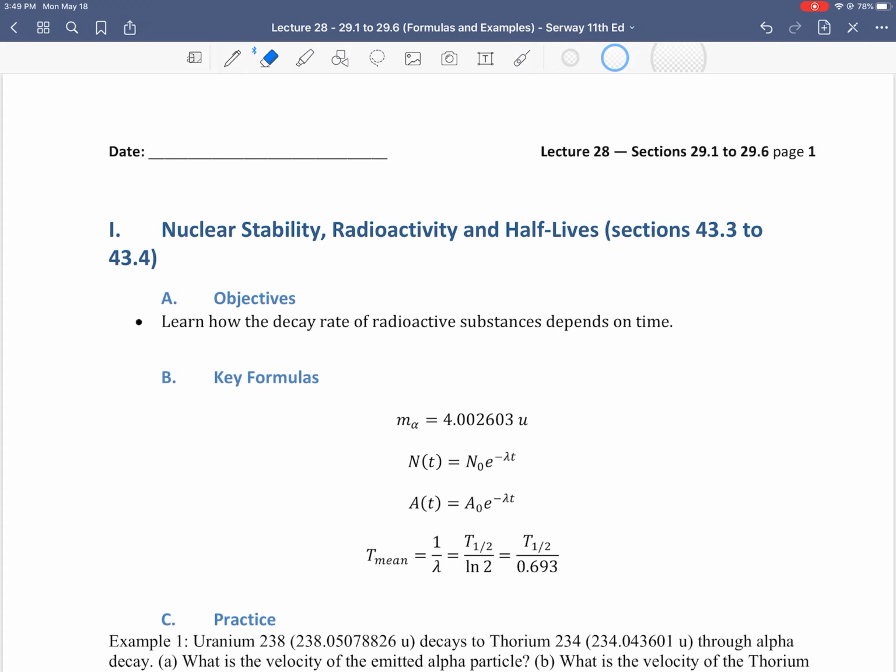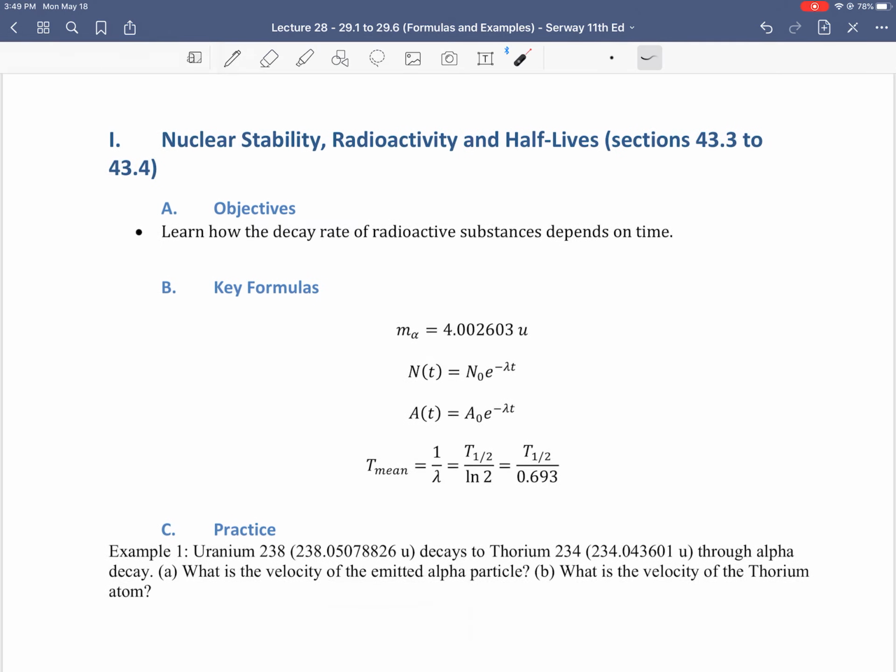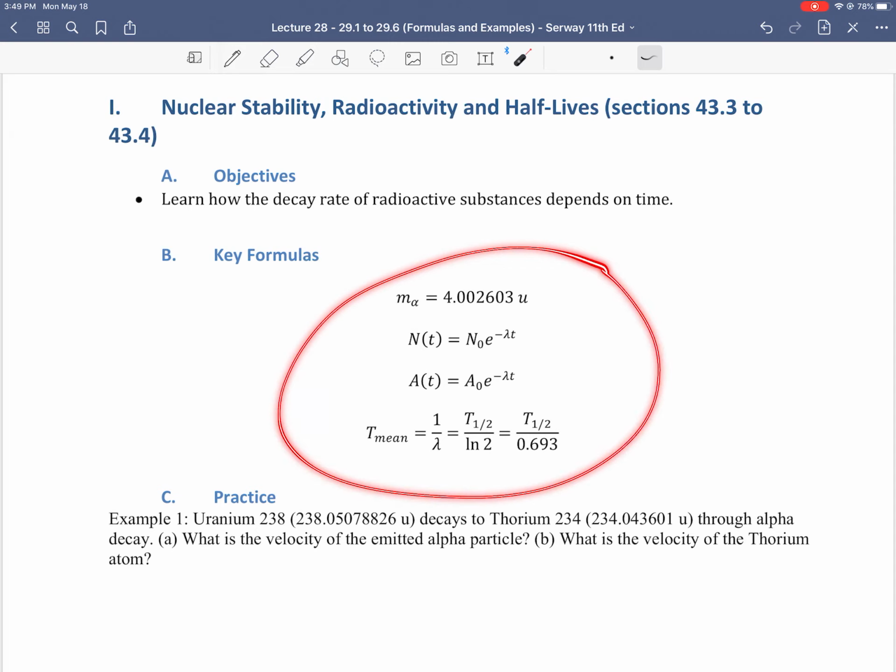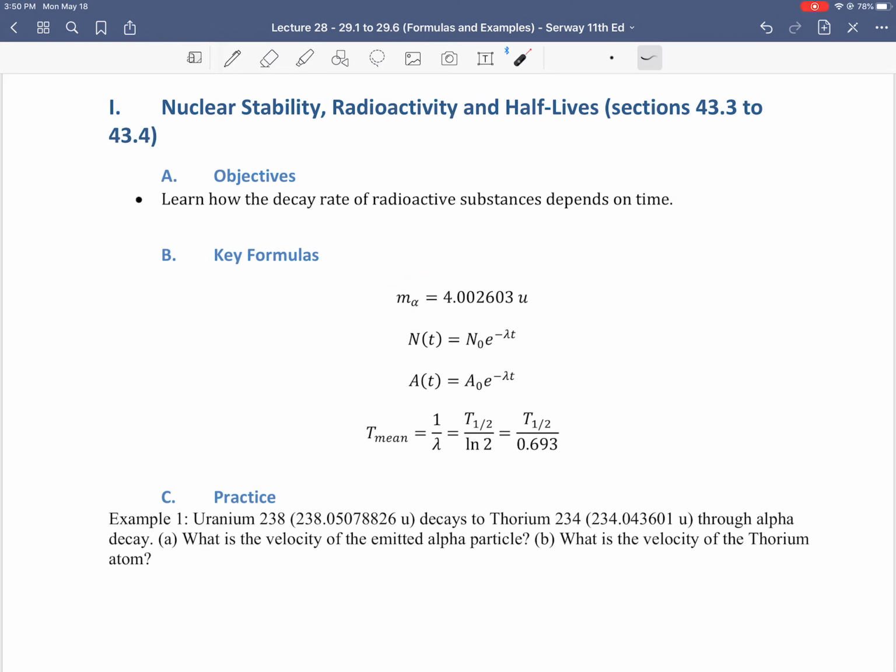Okay, so in this case, we're going to get into the key formulas. And please disregard this typo. I obviously have the wrong section numbers there, but the header is correct, 29.1 through 29.6, with a focus on whatever section it is that covers radioactive decay, which I don't have the number in front of me. Our one objective is to learn how the decay rate of radioactive substances depends on time.